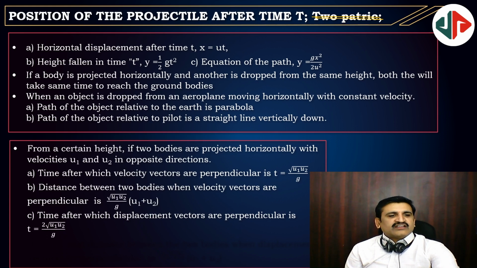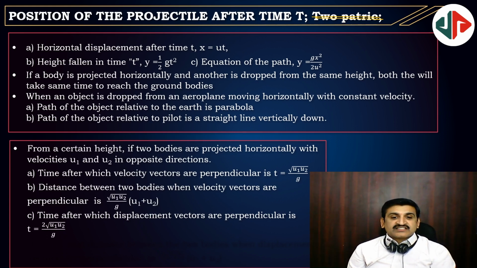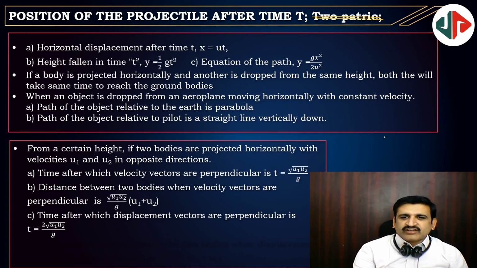Next, the time after which the velocity vectors are perpendicular, in the horizontal velocity case, is square root of u1 u2 by g. Then the distance between the two bodies when the velocity vectors are perpendicular. I will give you a picture so that you can understand it.